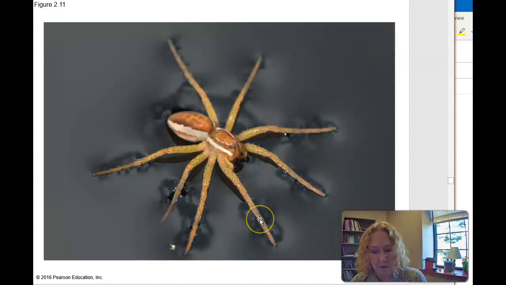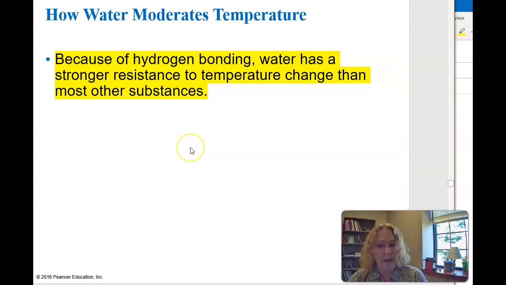And you've seen the little spiders and tiny little wood ducks. There are things that can just walk along the surface of the water because it has a high surface tension. Because of this also, hydrogen bonding makes water hard to resist temperature change. But we will talk about that in the next video.